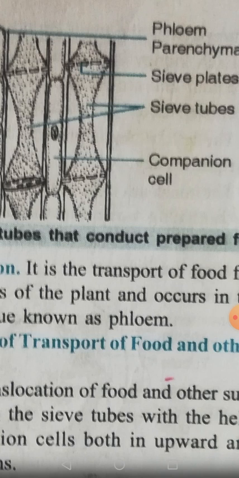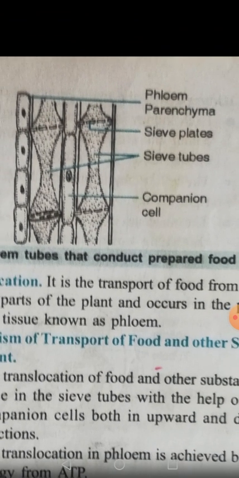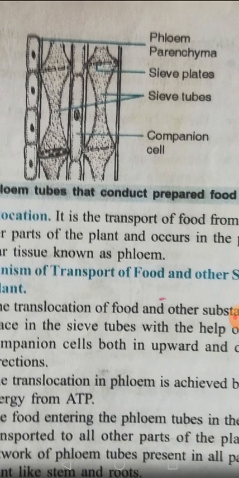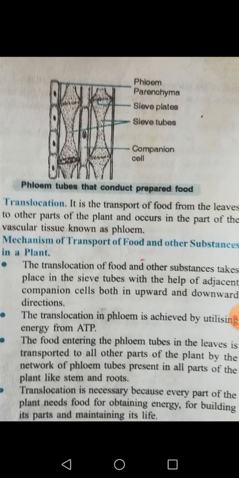Why? Because companion means friend. They run parallel to the sieve tubes and control most of the activity of the sieve tubes too. Except for it, phloem parenchyma is also here. This phloem parenchyma also helps in the transportation, but in the radial direction, not in the upward or downward direction. Radially, if there is any requirement of the food content, the phloem parenchyma helps in the transportation too. Now there is one more term, translocation, and I initially discussed what translocation is.